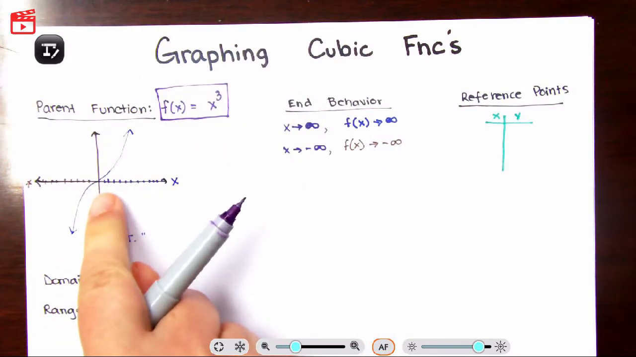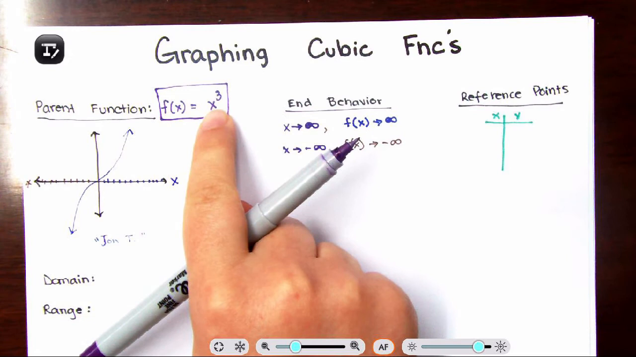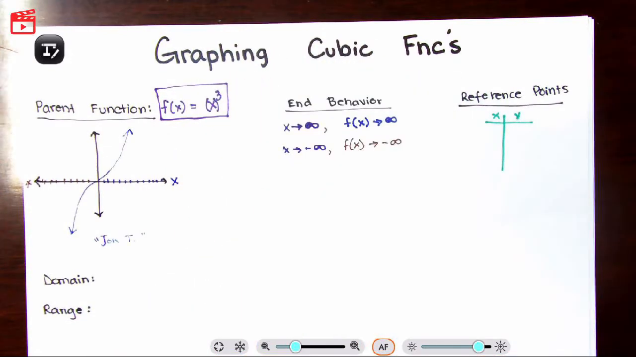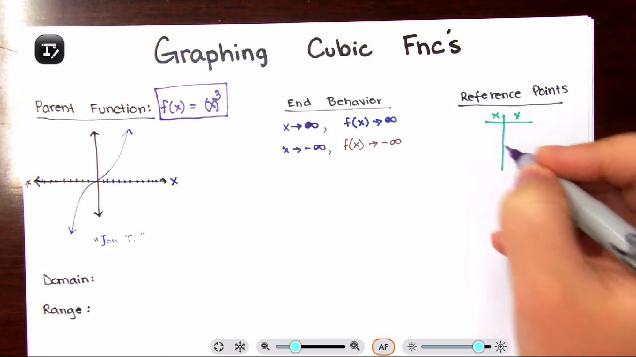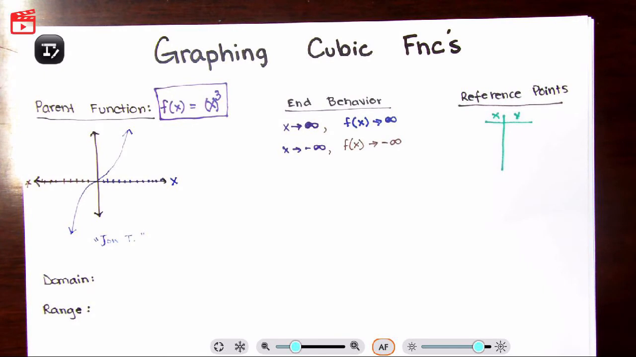So this graph, this curve, came from me plotting points. What I did is I plugged in numbers for x, and then I cubed it. One of the pretty points you'll hear me talking about are the reference points. There are 3 reference points, or 3 pretty points, that work for the parent function. Now, when we do transformations, these pretty points will be transformed. These reference points will be transformed depending on what we have in our transformation.